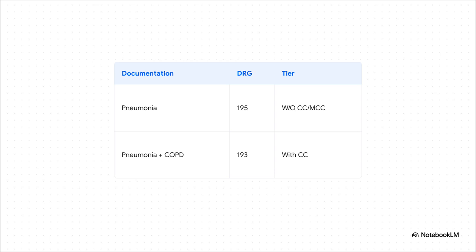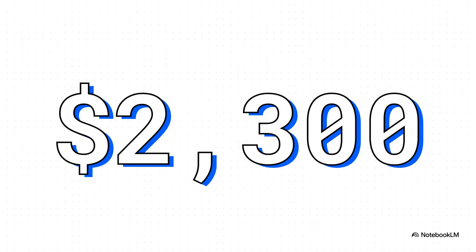But if the Clinical Documentation Integrity team, the CDI team, reviews the chart and prompts the doctor to specify that the patient also has an underlying chronic condition that was actively managed, and the doctor updates the chart to pneumonia with COPD, suddenly that COPD acts as a comorbidity. Boom! The case jumps to DRG 193, simple pneumonia with CC. And what is the real-world consequence of just adding those 4 little letters? COPD. It is a massive $2,300 revenue increase for a single claim.